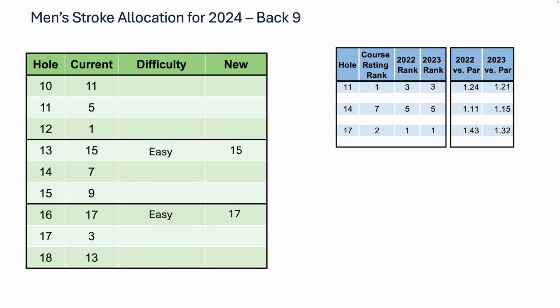So now we move to what are the 3 hardest holes in their respective triad. I think everyone would pretty easily tell you it's 11, 14, and 17, and the data supports it.